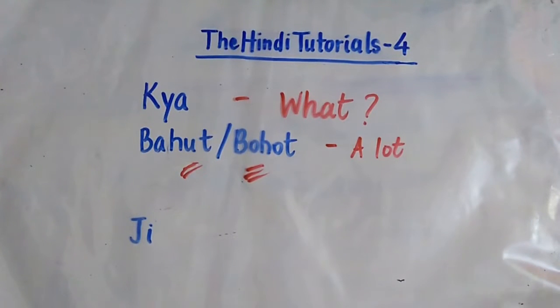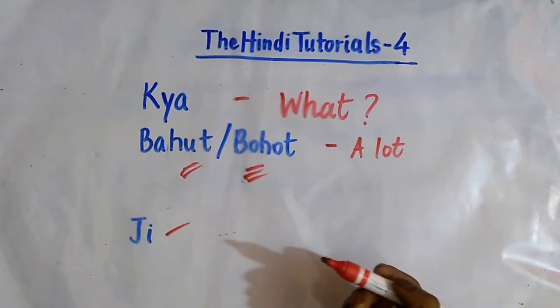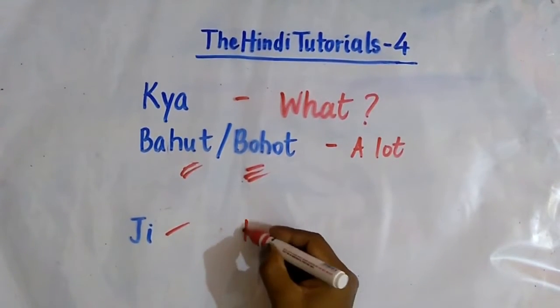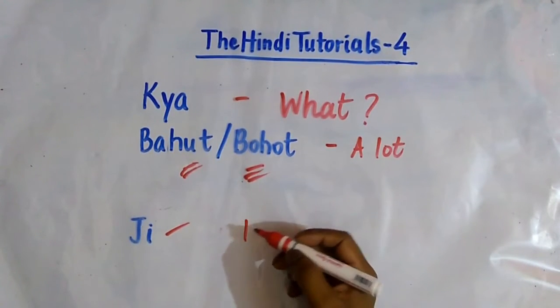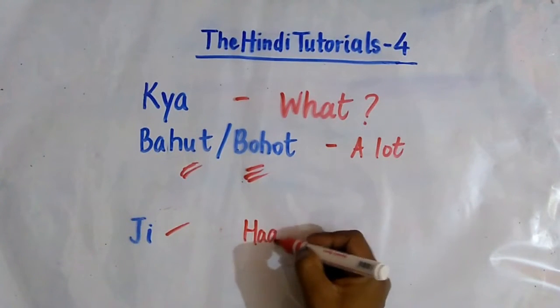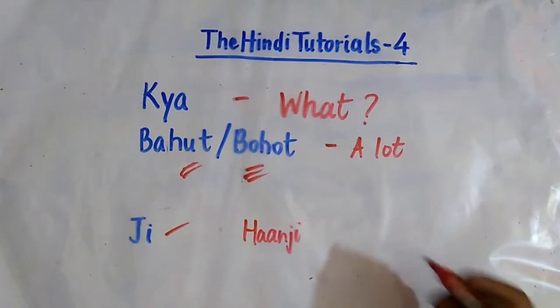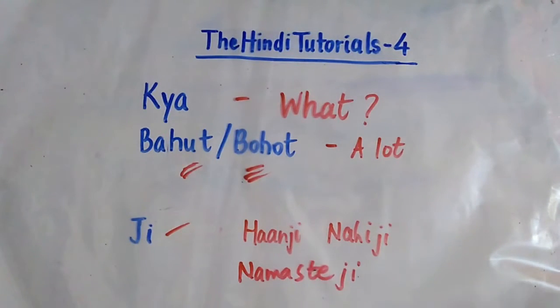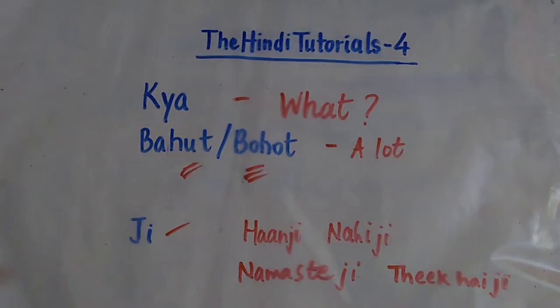The last word for today is G. Actually, it's not a word, it's just a suffix which is used to give more respect. For example, if you want to say yes to an elder person, you will say Hanji instead of only Ha, or Nahi ji, just to say no to an elder person. Namaste ji, or theek hai ji, it's okay. It is used as a suffix at the end of relations like Papa ji, Mummy ji, and other relations.